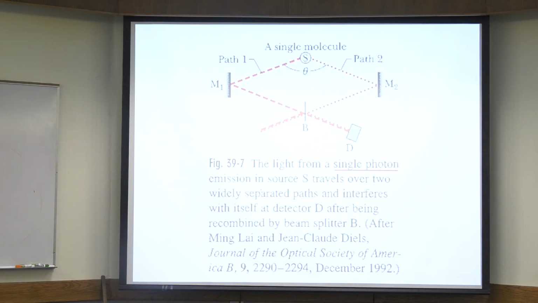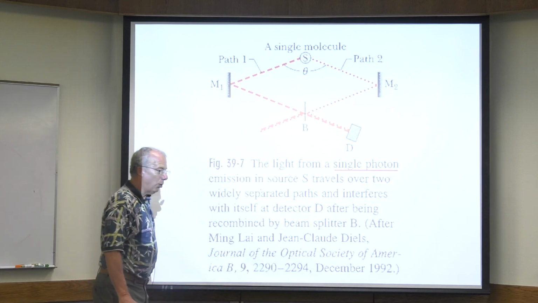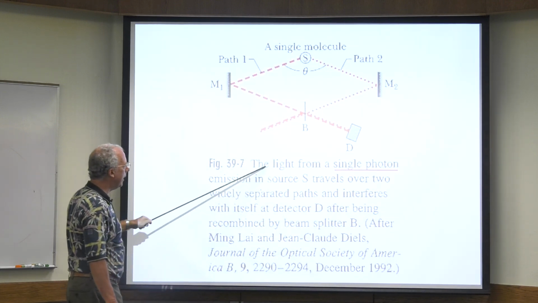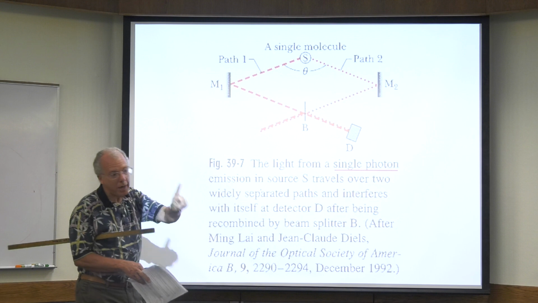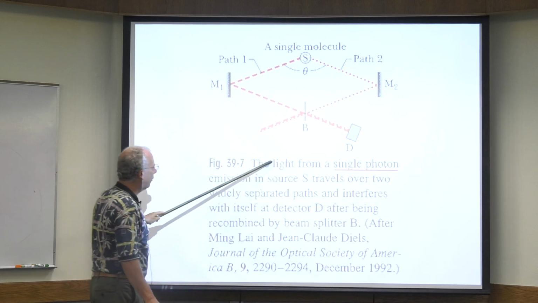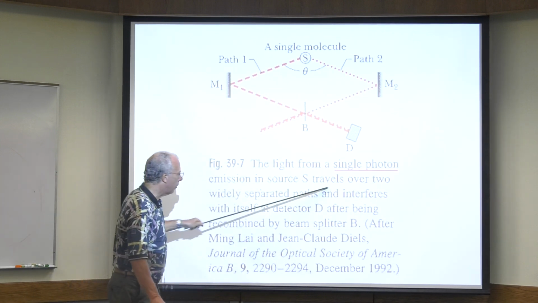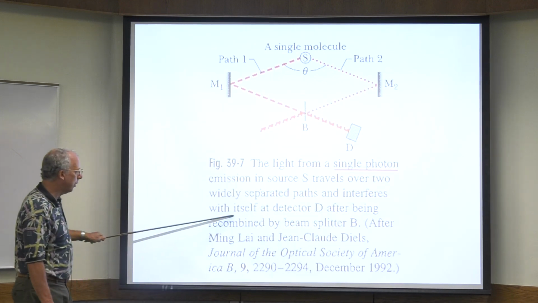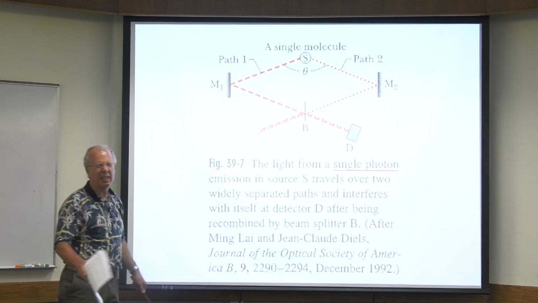Okay, here's another cool thing that shows you how crazy nature is. This is called the single photon experiment. Done in 1992, long time ago. Okay, here's a single molecule. The light from the molecule emits one photon. All right, so the light from a single photon emission in source S travels over two widely separated paths and interferes with itself at detector D after being recombined by the beam splitter B. What?